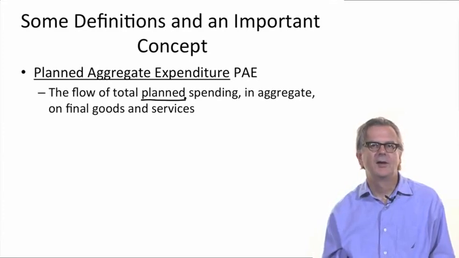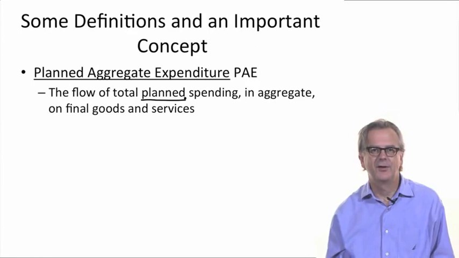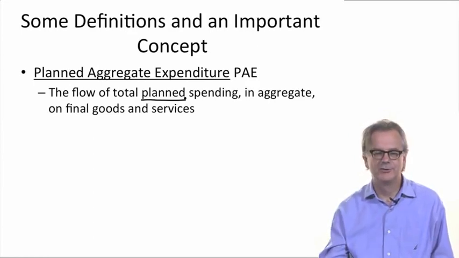But this is the spending plans of agents in the economy. What are they spending on? Final goods and services.